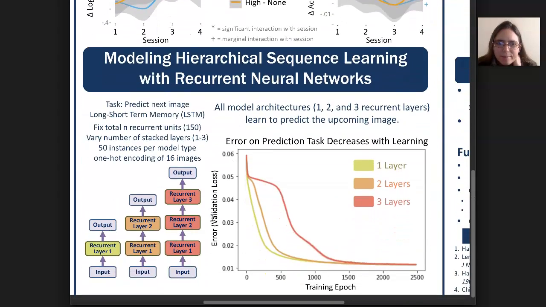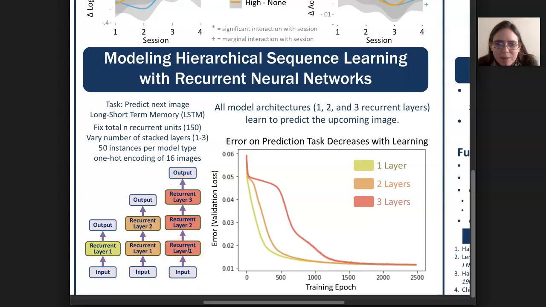Okay. We also did some modeling work, and what we did here was we took some multilayer recurrent neural networks. So there was either 1, 2, or 3 recurrent layers. We fixed the total number of recurrent units, so there was always 150 units for each of the 3 different models. And so it would either be 150 in one layer, or 75, 75, or 50, 50, 50. But we would stack them.